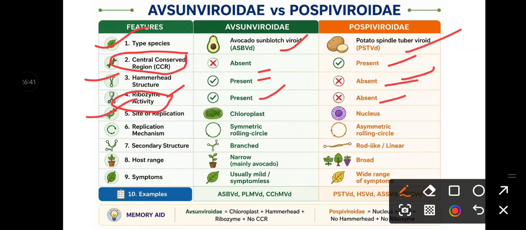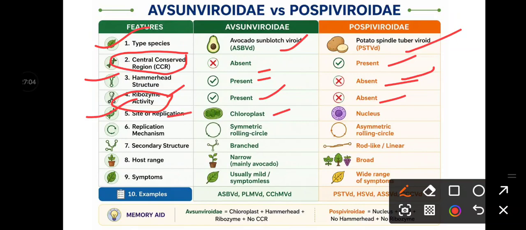Then site of replication. We have already discussed in the localization part that the Avsunviroid, or avocado sunblotch viroid, localizes in the chloroplast. This is the exceptional viroid. Because localized means it is replicated inside that only. That's why they are localizing at that particular region.